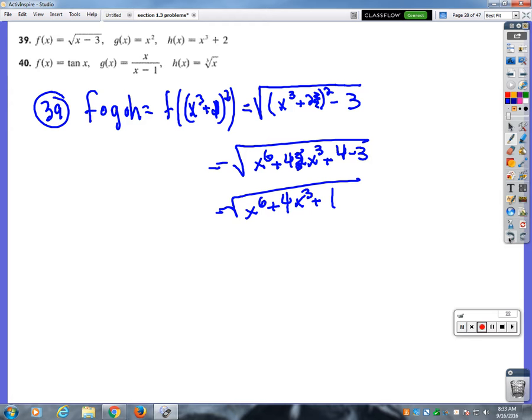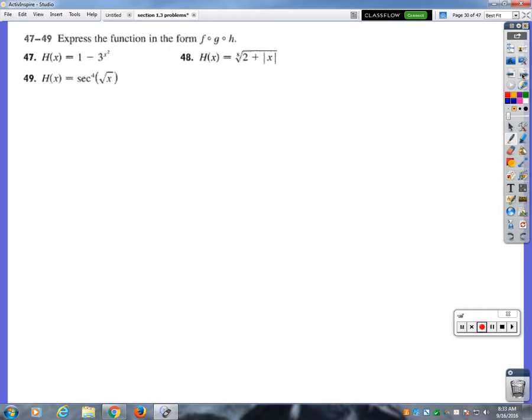Okay, you said what, Darius? 48? I just want to see if I did it right. Okay. I think I did on my sheet. Express the function in the form of f of g of h. So now this is just like the question that Y had asked, but backwards.